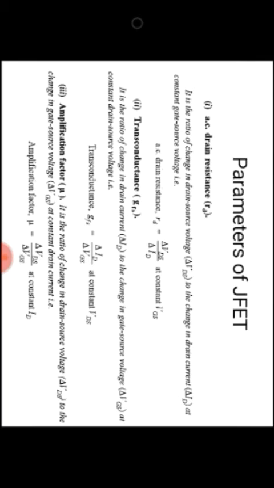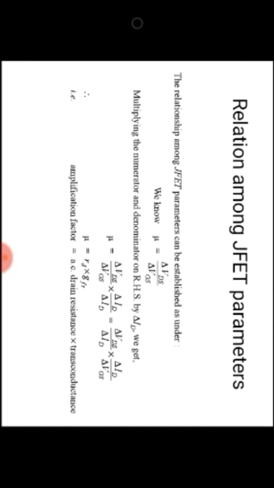Okay, the third parameter is amplification factor and it is denoted by mu. It is the ratio of change in drain source voltage to the change in gate source voltage at constant drain current. So your mu is equal to delta VDS upon delta VGS at constant ID. Okay, so this is about the parameters of the JFET, three parameters: drain resistance, transconductance and amplification factor. Now we find one relation among these parameters.